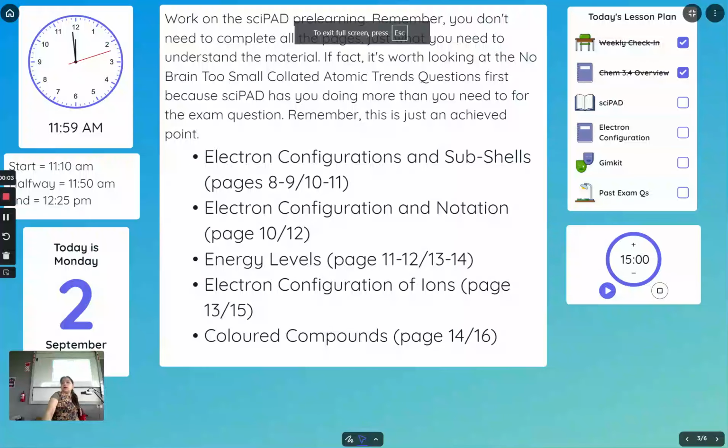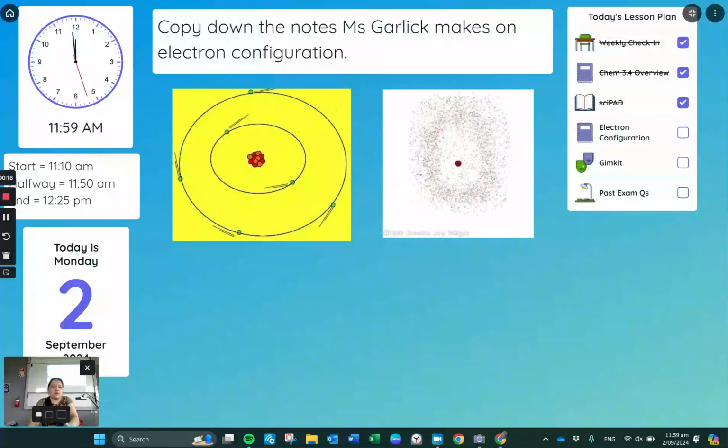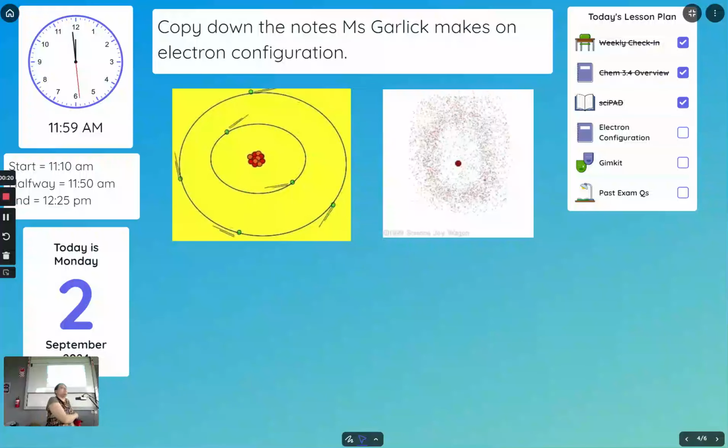All right, so you've done some SciPad pre-learning. Hopefully that has helped you get some terminology and some information down, and hopefully you might have now realized how your science teachers have been lying to you for many, many years. So, something to keep in mind when we are thinking about electron configuration.